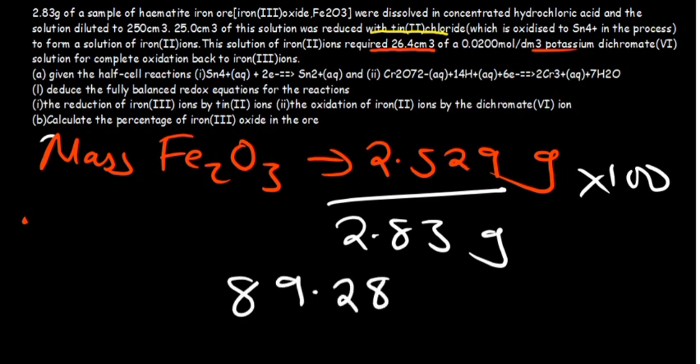Now, if you look at the given information in the first part of the question, what was the least number of significant figures? We had 2.83, we had 250 cubic centimeters, we had 25.0. So the least is 250, which had 2. This tells us that our answer, even as 89%, is very much okay. So that is how we've answered our question.